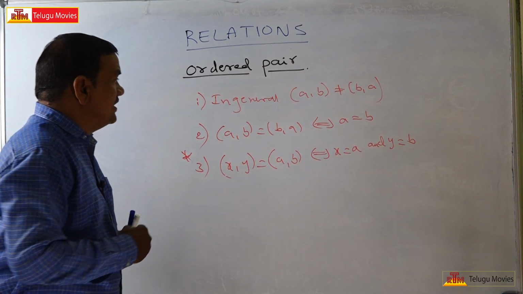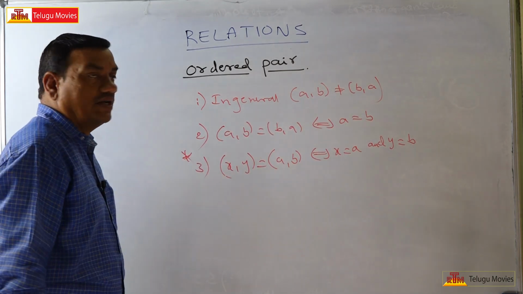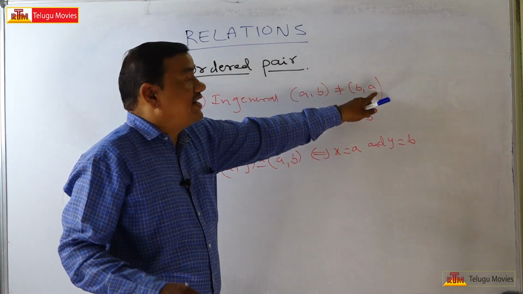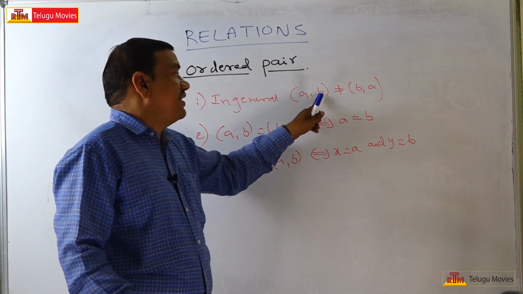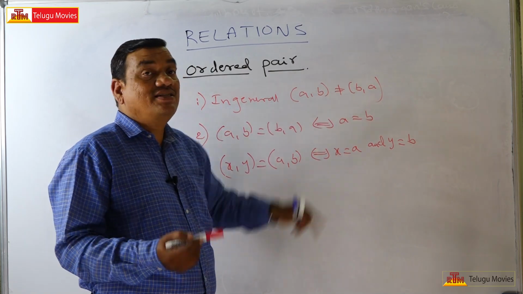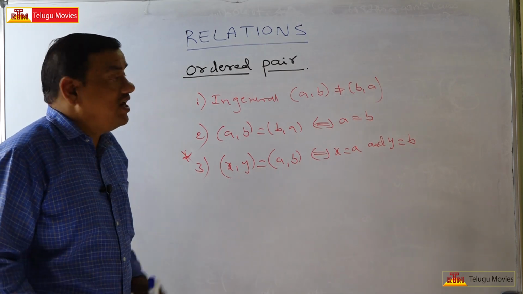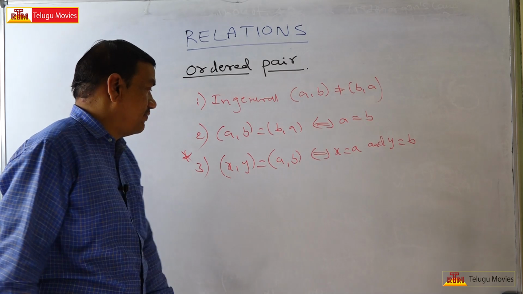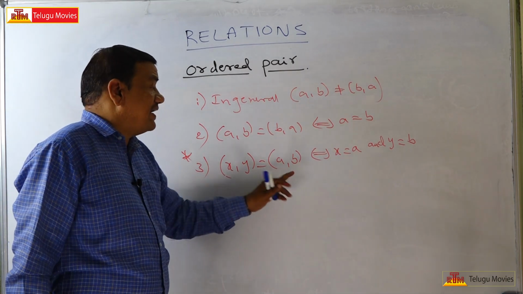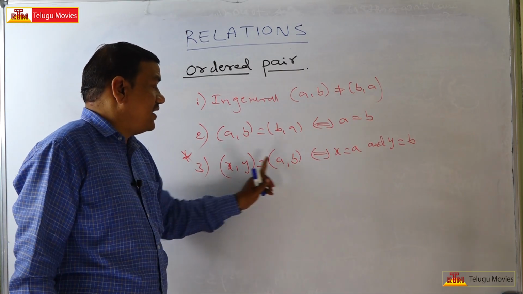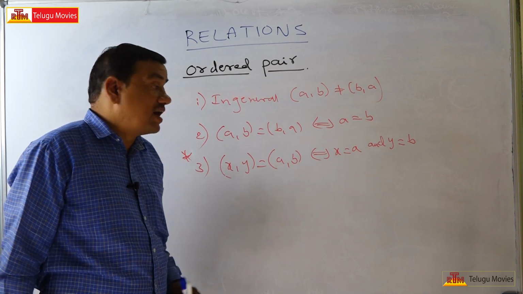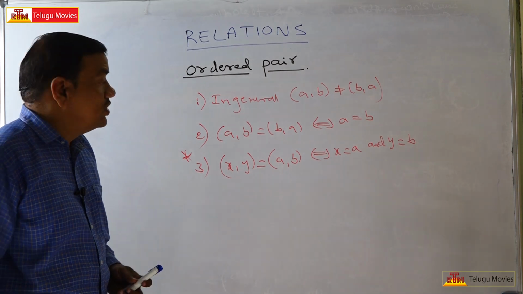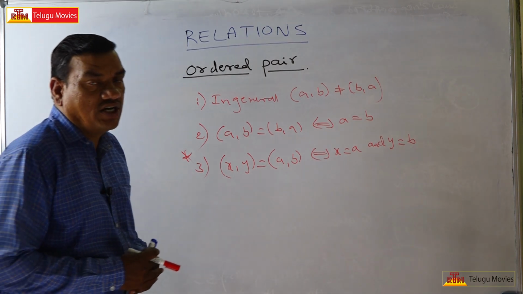So in general, (a, b) is not equal to (b, a). Why? Because here a is in the first position, and there a is in the second position. Here b is in the second position, and there b is in the first position. In general, both are not equal. When they are equal, first elements and second elements should be equal. So in this ordered pair also, if (x, y) is equal to (a, b), then x is equal to a and y is equal to b. Understand? I hope that you understand this concept.